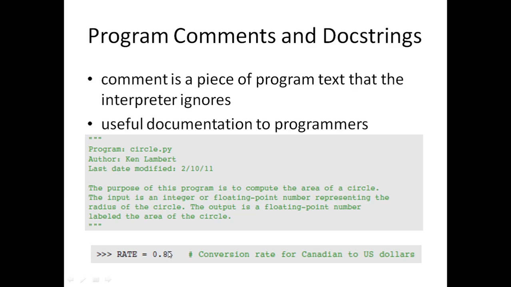If you want to include comments in particular lines, you can use the hash symbol in Python. If you are writing rate equal to 0.85, and after the hash you write something like conversion rate for Canadian to US dollars, this will form the comment. The interpreter will ignore this. This type of comment should be there in a program, so that when some other person opens that program, he will understand. Here rate means the conversion of Canadian to US dollars. That is what we have specified using rate. This is a symbolic constant, that's why we have given it in all caps.